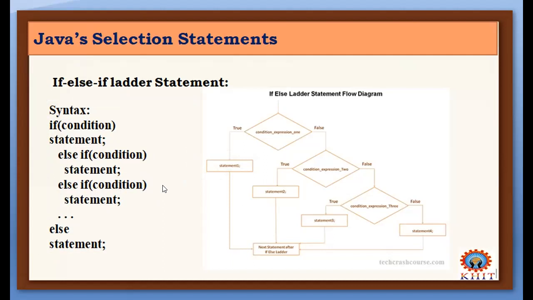So I hope you understood this. Very simple one. If your program has multiple conditions to check, we can go for if else if ladder. We call it an if else if ladder statement. If the condition becomes true, then the statement is executed here. If the first condition fails, then go for the second condition. If this also fails, then go for the third condition. If this also fails, then like that you need to check all the conditions. If none of the conditions is true, then you go for the else statement.